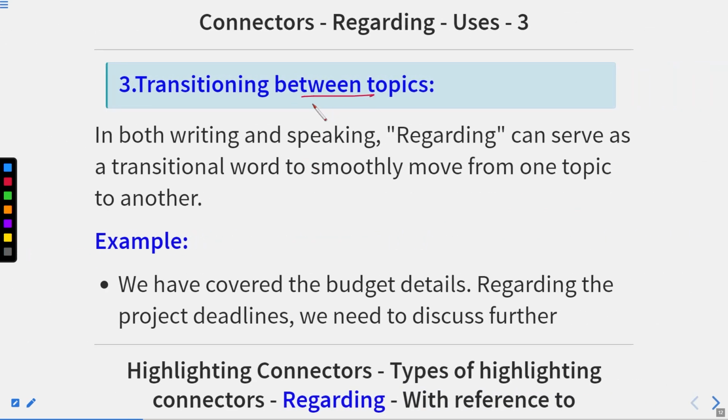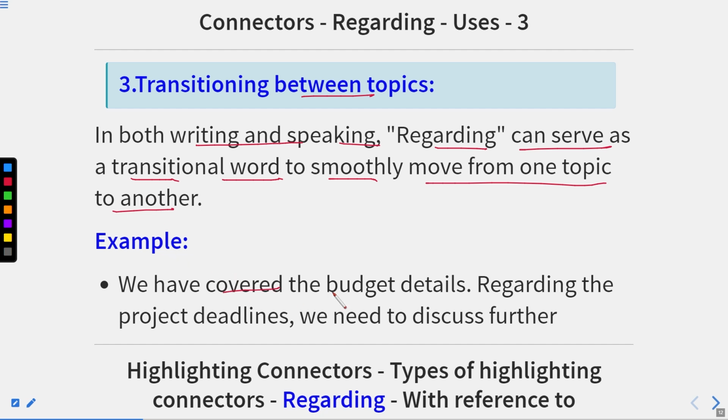Transitioning between topics means there is a flow of sentences. There is a transfer of one piece of information linked to another sentence. You need not break the sentences. In both writing and speaking, regarding can serve as a transitional word to smoothly move from one topic to another. Whenever we move from one topic to another, we can use the word regarding to highlight the point. We need not write the entire part again. We can simply say regarding that or regarding this.